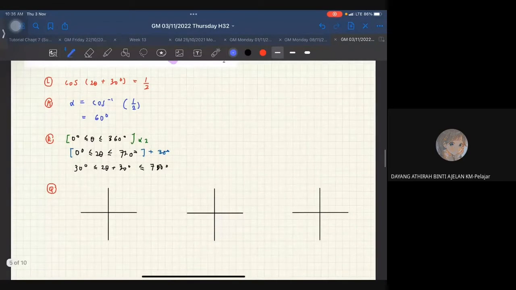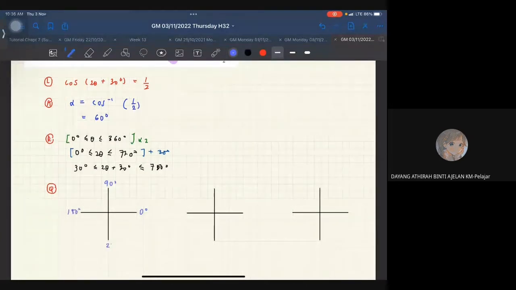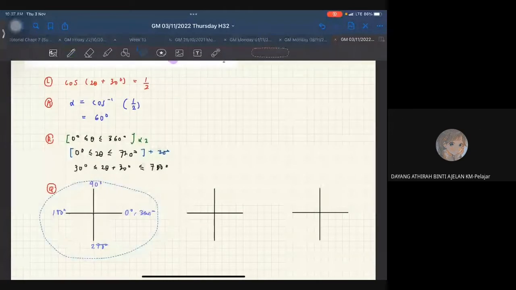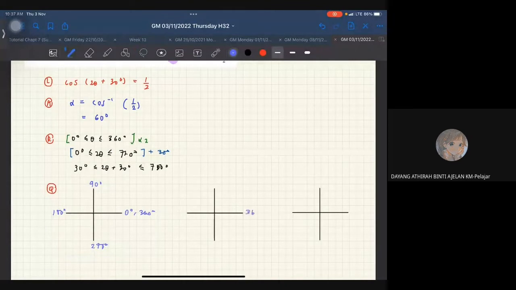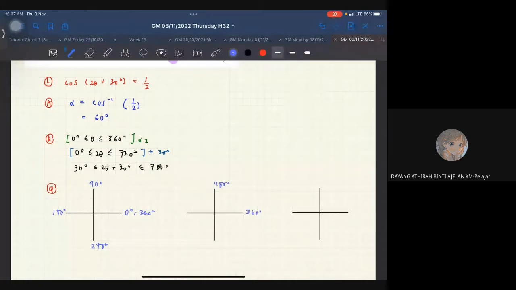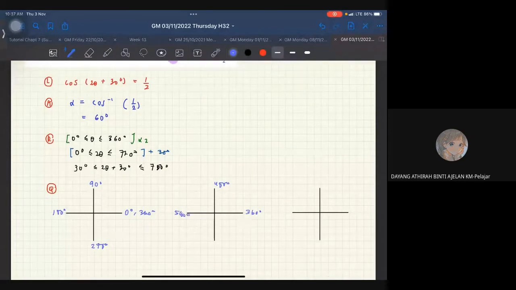Okay, so jom kita labelkan kita punya angle sekarang ni dekat setiap quadrant. Okay, so first dia akan start dengan kosong. Okay, and then dia pergi 90. Lepas tu dia pergi 180 and then 270 and lastly 360 degree. Okay, so this is for the first rotation. Saya bawa ke sana sikit. Okay, and then for the second rotation, it starts with 360. And then naik atas pergi 450. And then 540. 630.